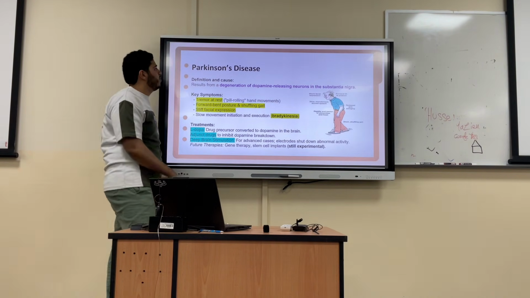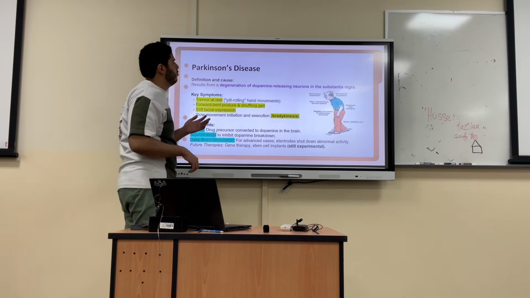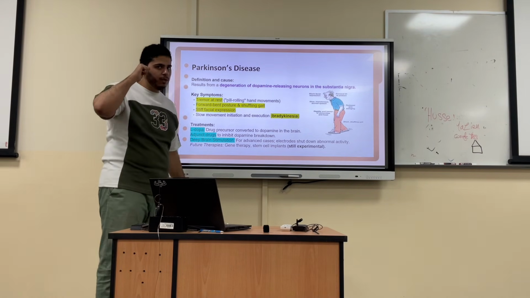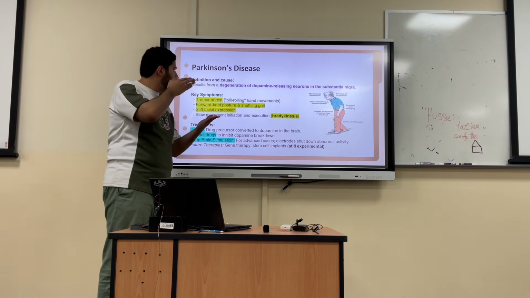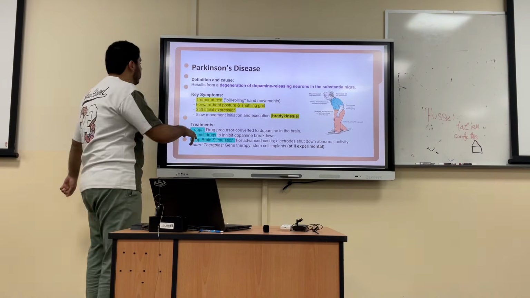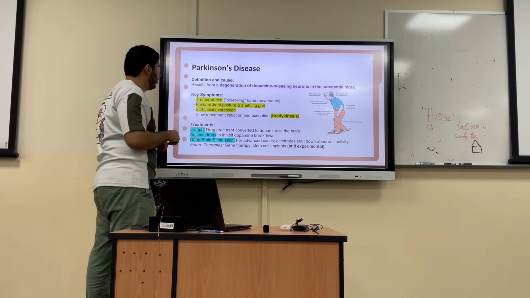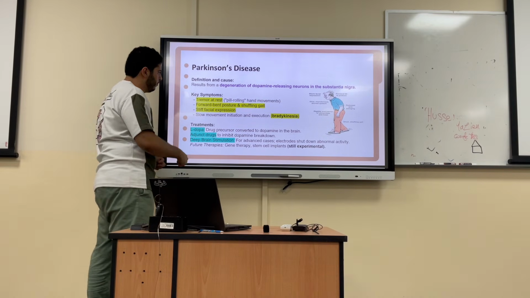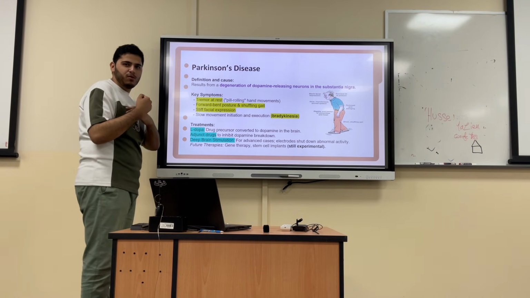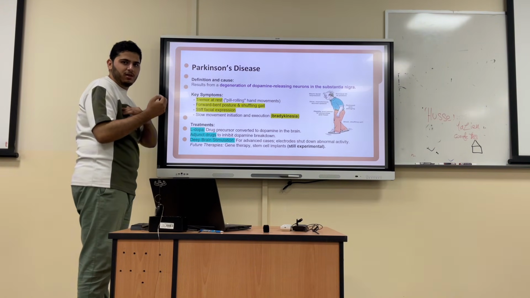Now let's go to Parkinson's disease. It results from a degeneration of dopamine-releasing neurons in the substantia nigra. As I mentioned, in the midbrain, degeneration of the substantia nigra causes Parkinson's disease. Key symptoms: tremor at rest, which is hand movements. You can feel some problems when we have hand movements like this. This is called tremor.